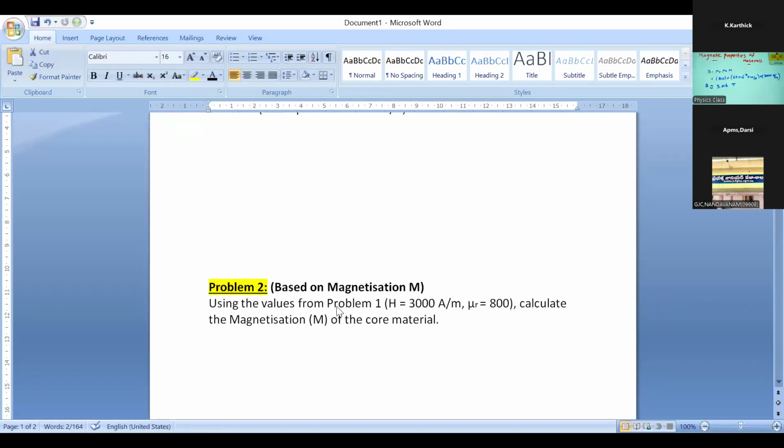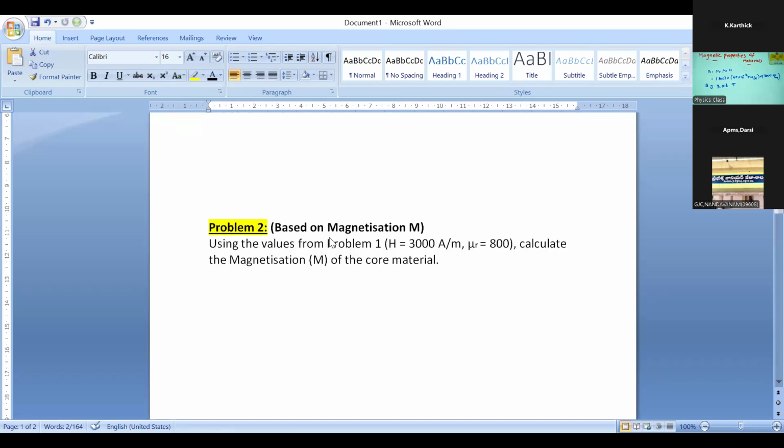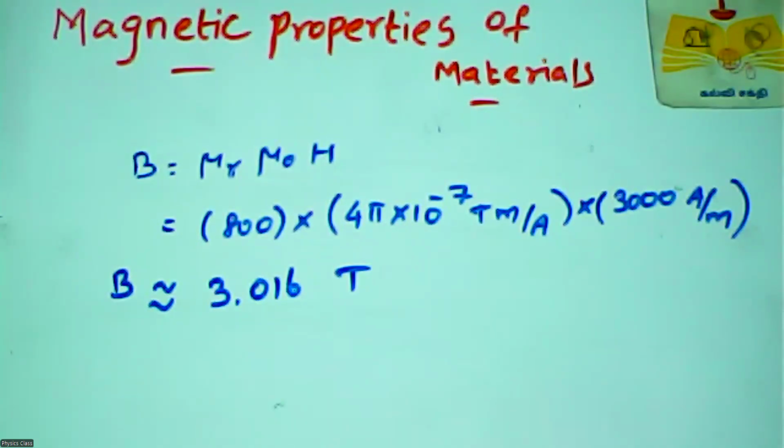Now we are going to the second problem. The second problem is based on magnetization M, using the values from problem 1. This is problem number 2. Already we have H equal to 3000 ampere per meter, and mu r 800. Now we are going to calculate the magnetization M of the core material. So for this sum, we already have the important values, that is H, mu r, B, like that.